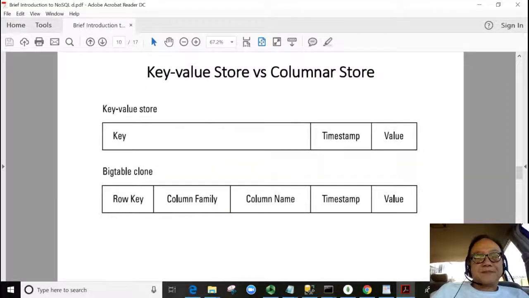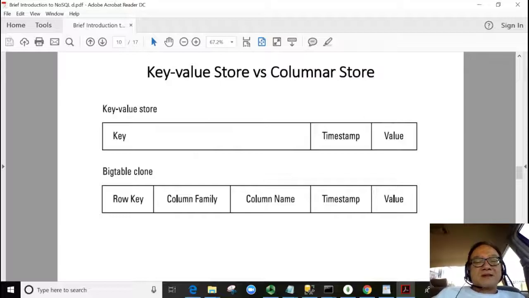Here are some data formats of NoSQL databases. Pay attention to the timestamp. Remember, NoSQL tends to duplicate data, or NoSQL tends to have redundant data for improving query performance. We need to use the timestamp to determine the current version of the data.